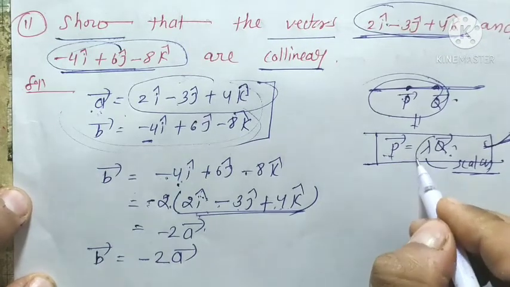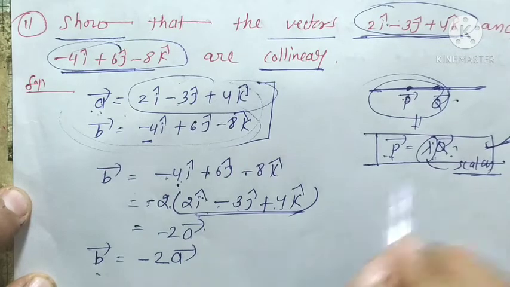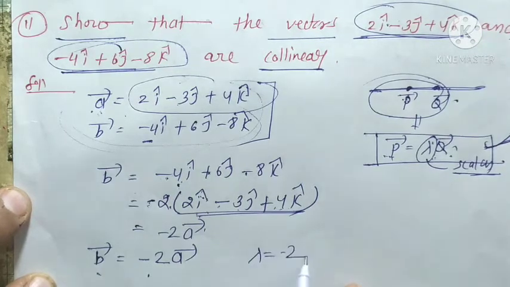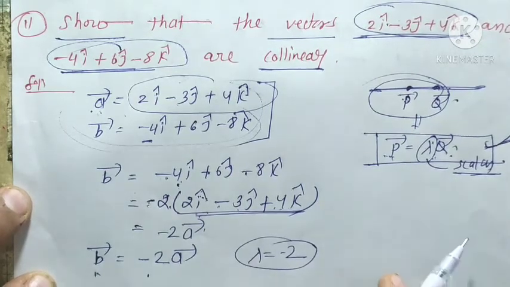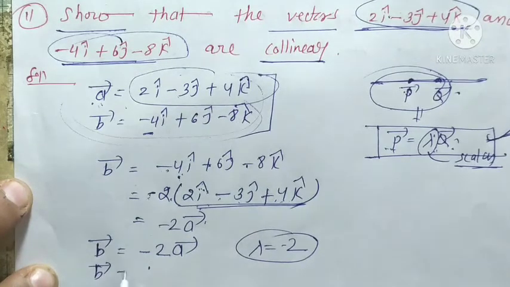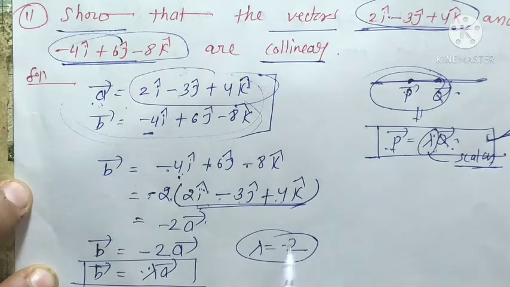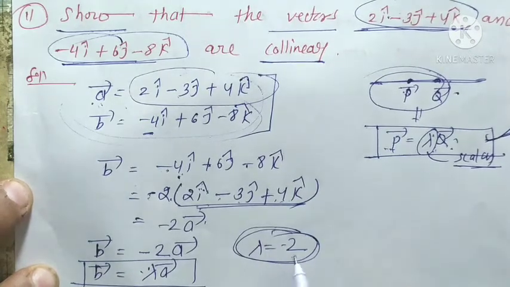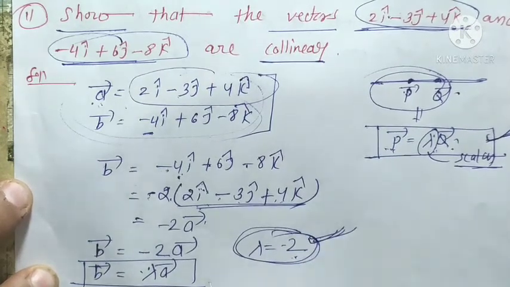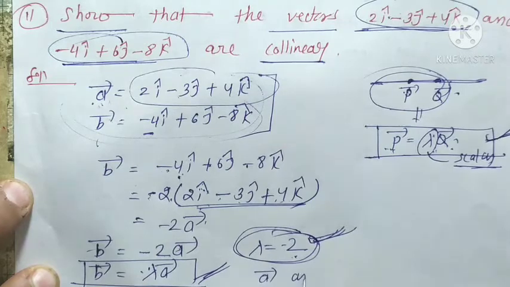What is the meaning of this? It looks like this structure, so lambda is equal to minus 2 here. This satisfies the condition: vector b is equal to lambda a, where lambda is any scalar. Minus 2 is a constant, a scalar quantity. So both vectors a and b satisfy this condition, and these two vectors are collinear. So vectors a and b are collinear.